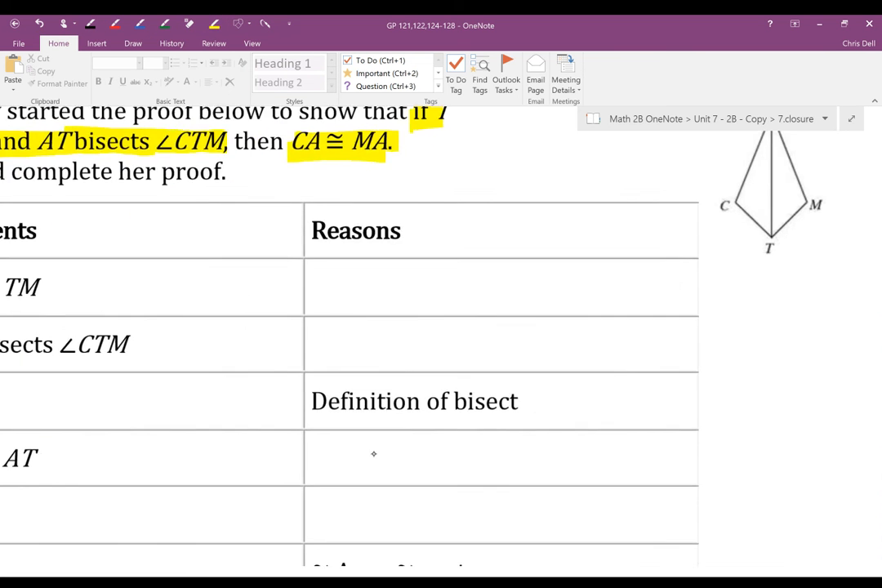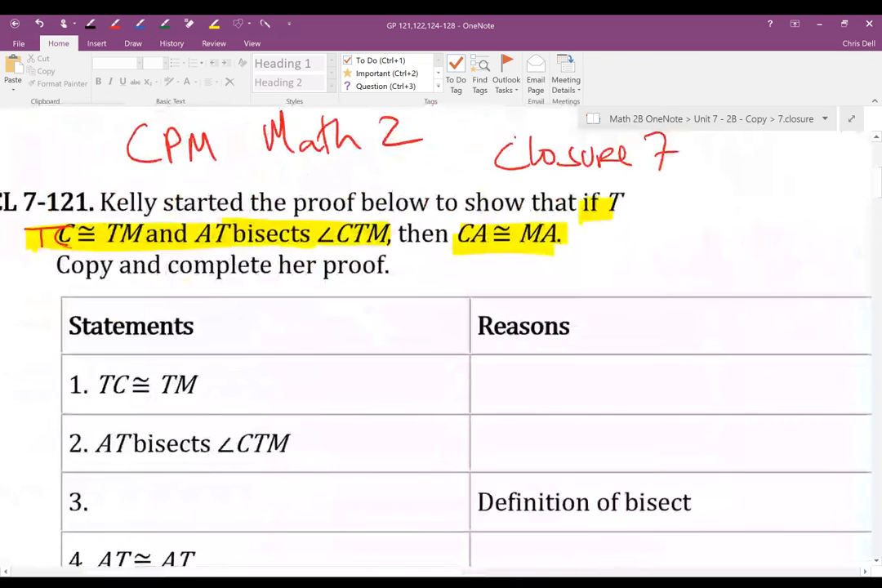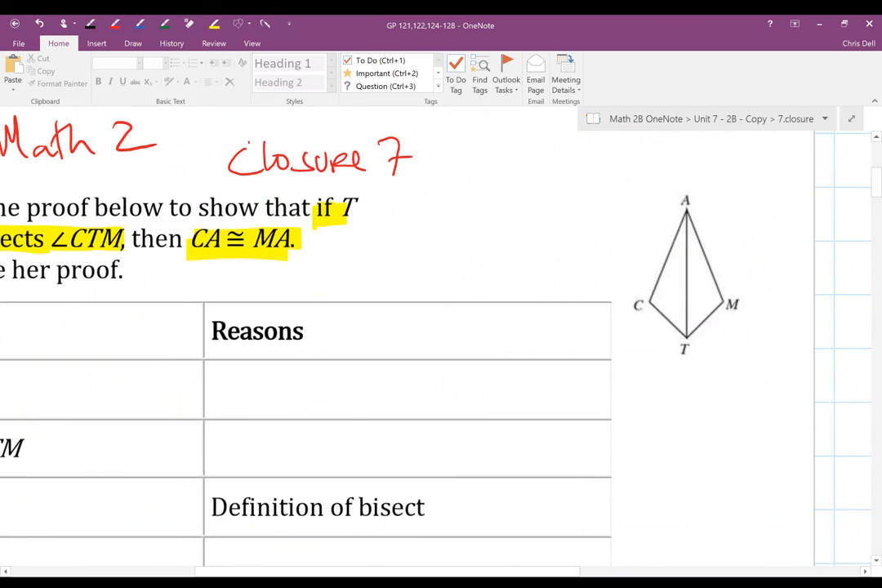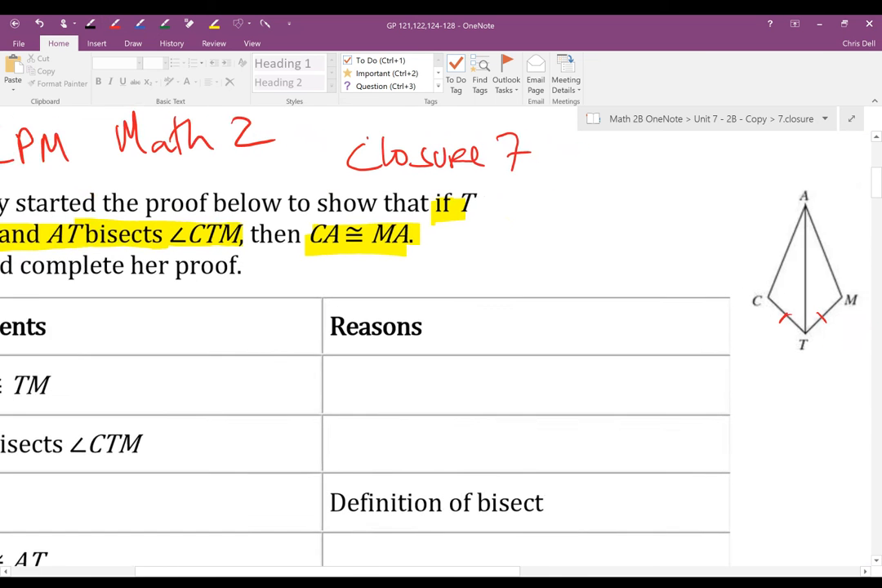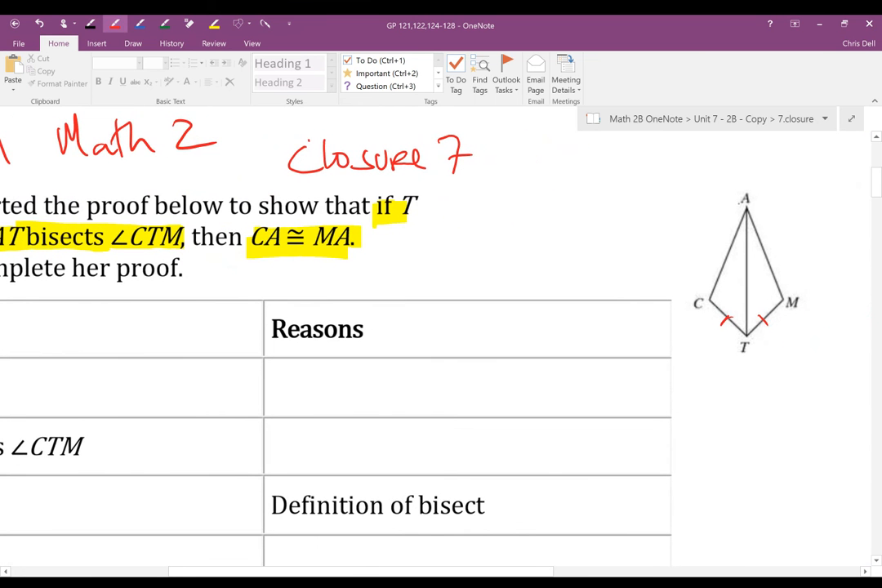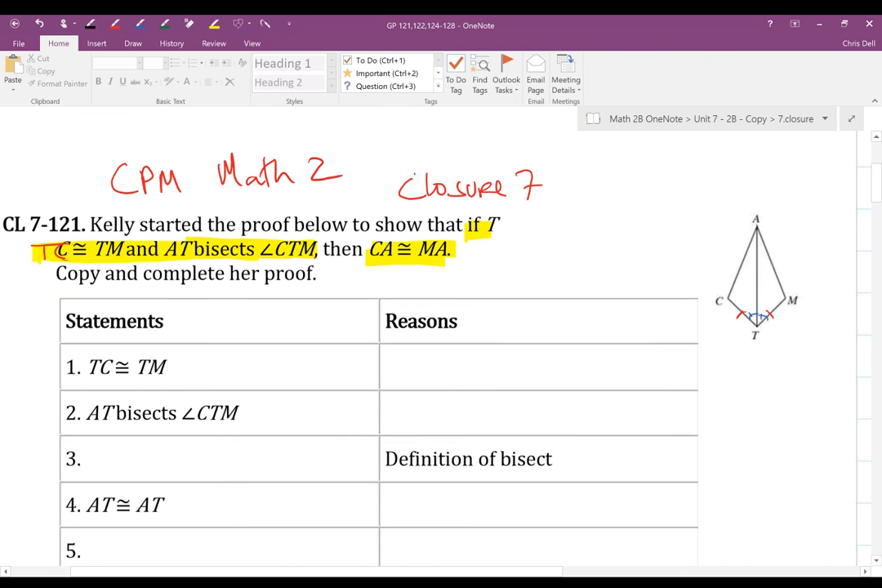So we can see our shape, and let's mark it up based on what we have here. TC is congruent to TM, and AT bisects angle CTM. Remember, an angle bisector gives me equal angles. So those two angles are equal because it bisects the angle. So let's see what we have.